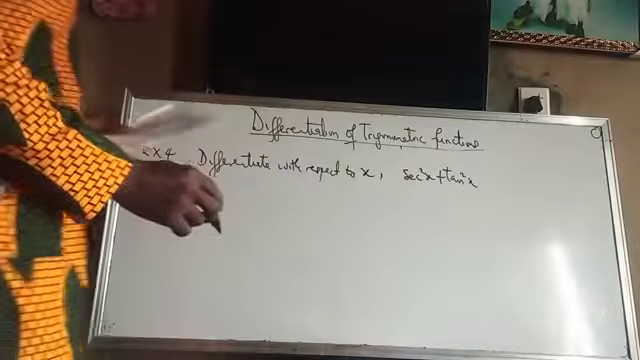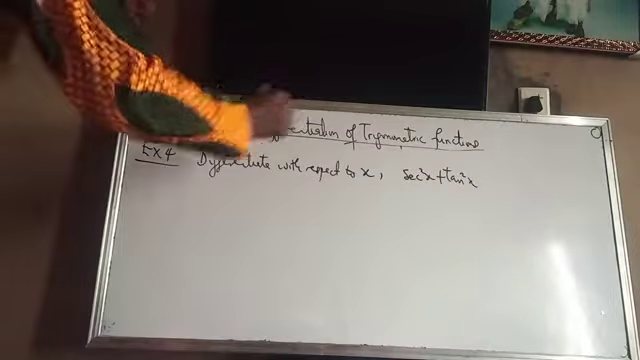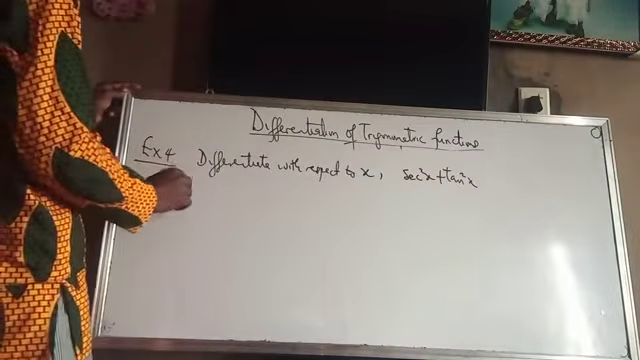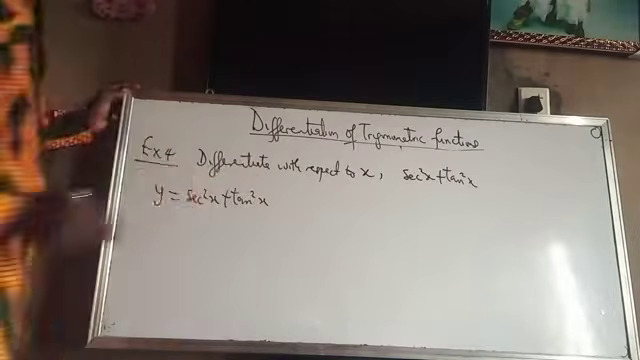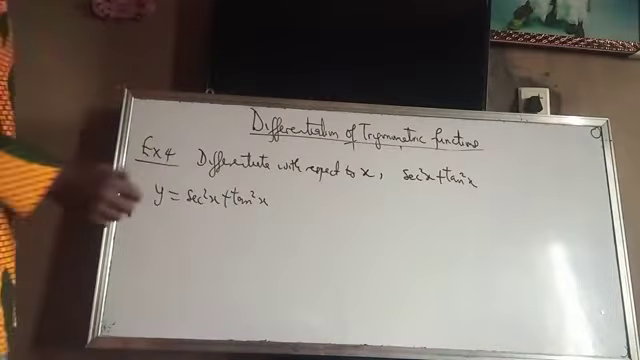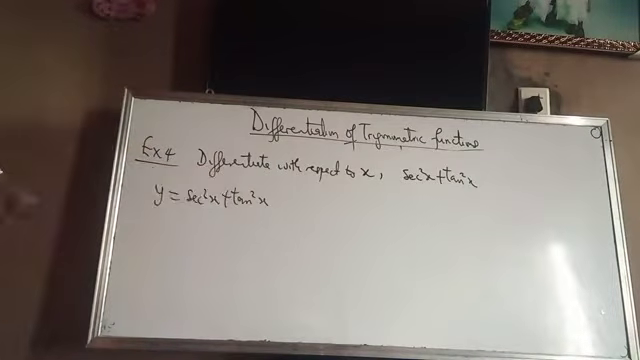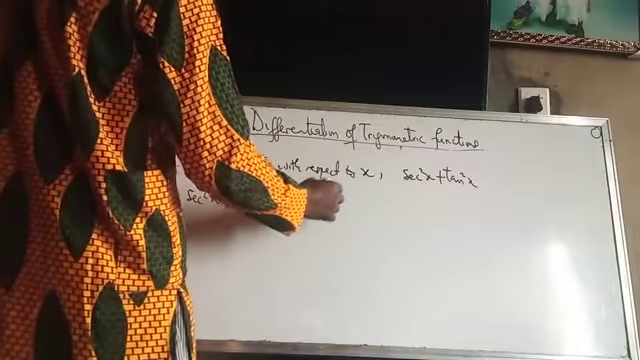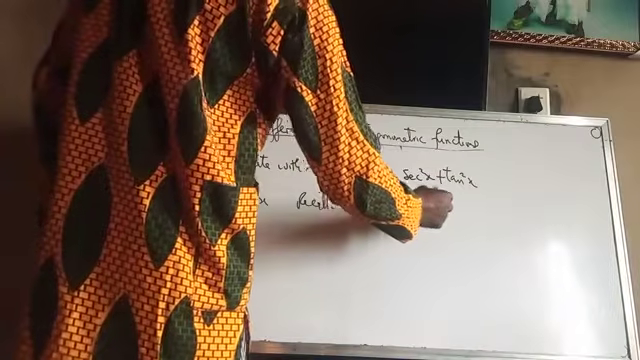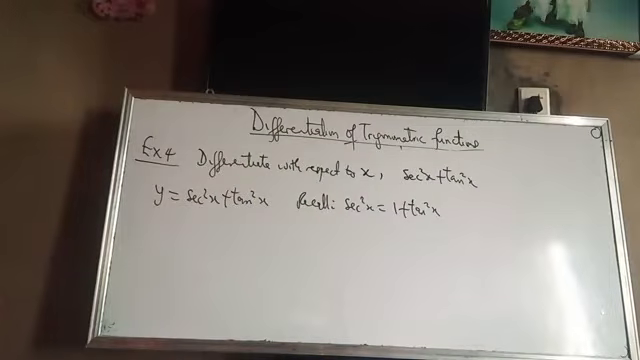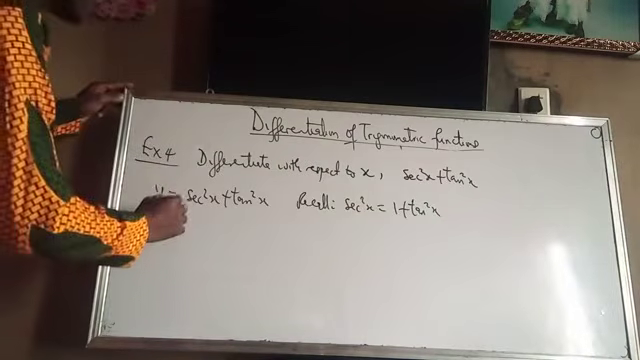Sec square x plus tan square x. Fine. This one is not a rational function. So we can say that y is equal to sec square x plus tan square x. And don't forget, if you can still remember vividly, you can get tan square x from sec square x. Recall, sec square x is equal to 1 plus tan square x. So you have to ensure that you can think fast so as to remember those crucial identities.